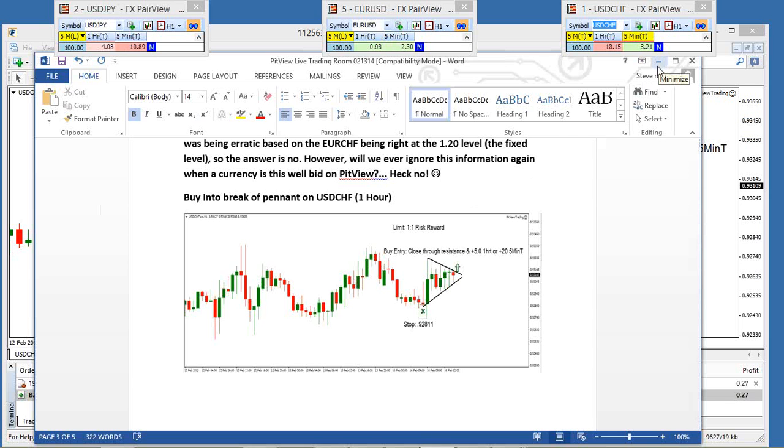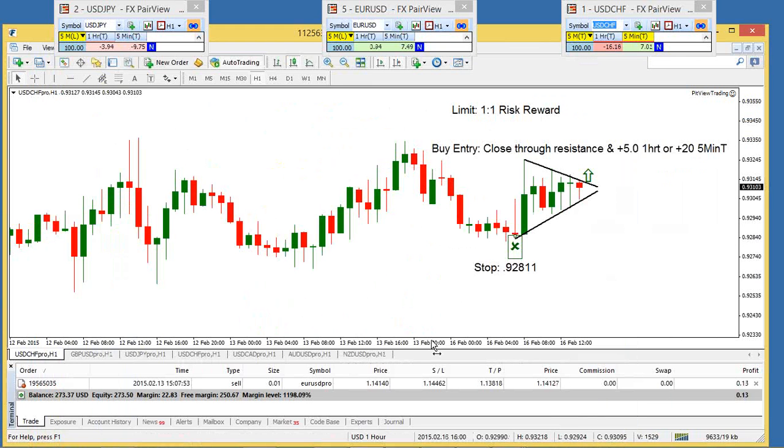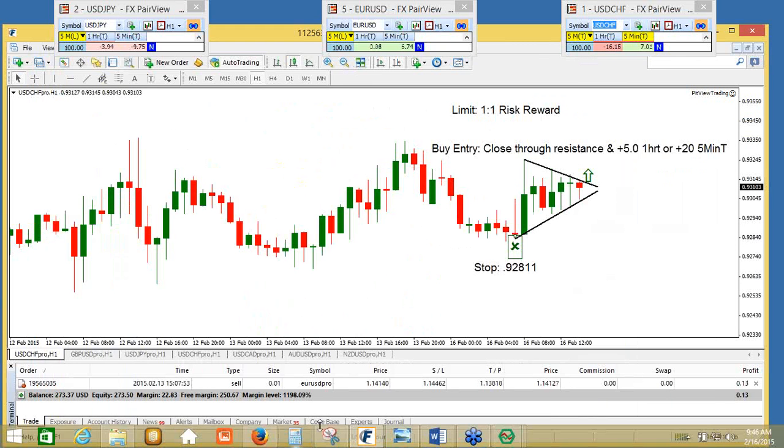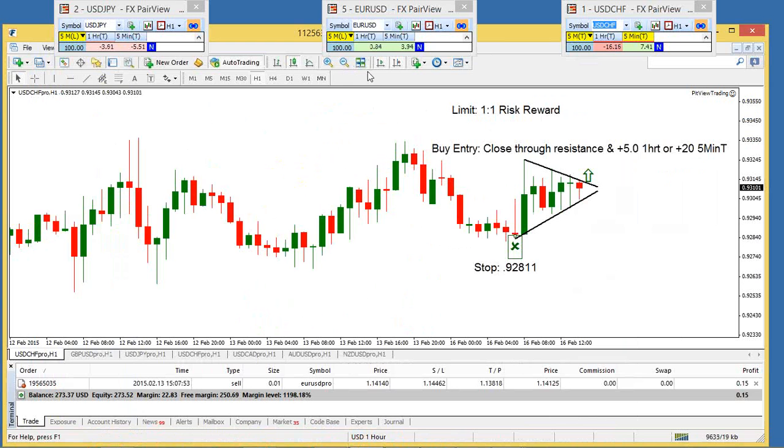Can you be successful doing it? Absolutely, as long as you're consistent. All right. Now let me bring something interesting up on dollar Swiss here.